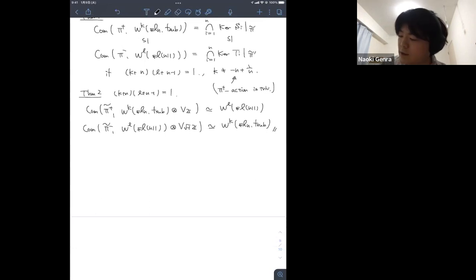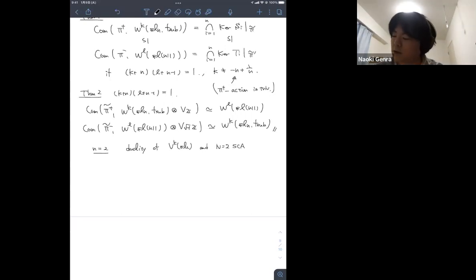In fact, this type of duality is called Kazama-Suzuki type duality. Because if you consider the n equal two case, this means the duality of subregular: n equal two means we consider the W^2_2 algebra, and Feigin-Semikhatov W_2^(2). W^2_2 is affine sl_2, and n equal two gives the N=2 superconformal algebra. This is the very well known Kazama-Suzuki coset construction.